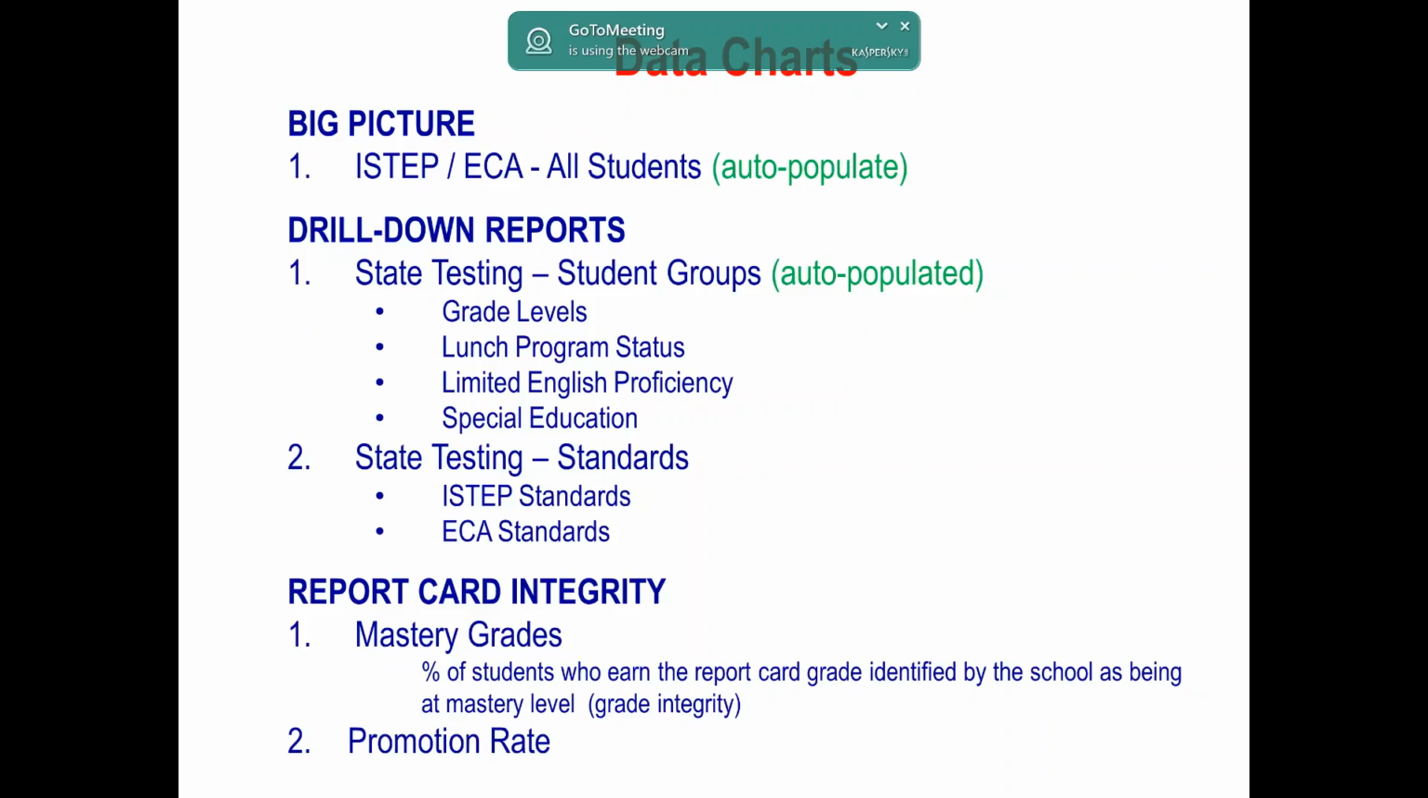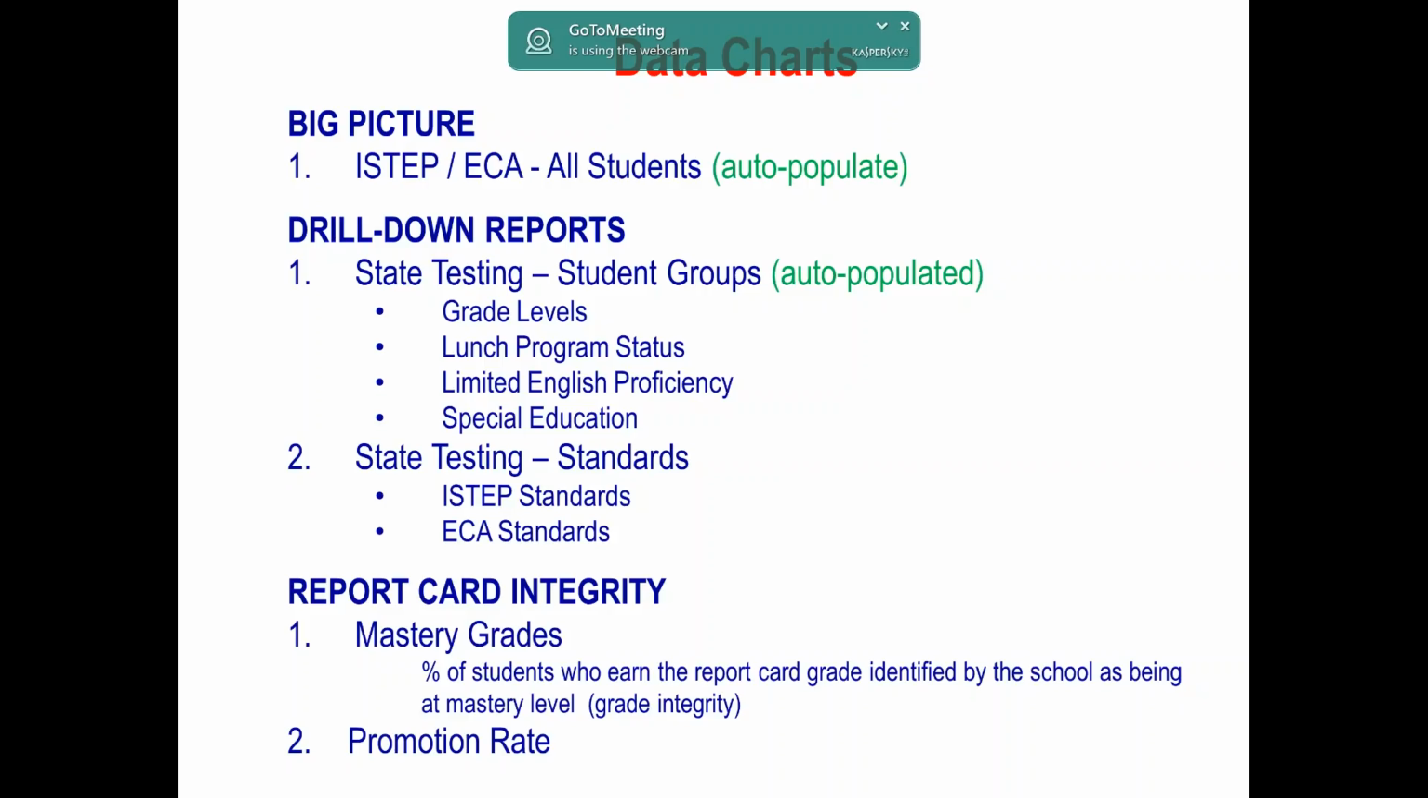So that's the grade that, from your perception, if a student's earned that grade on the report card, then you would pretty much expect that they would pass I-STEP or they would pass the end of course assessment. So for some schools, they feel like their mastery grade is a C. If a student gets a C on the report card, they're doing okay and they should probably pass I-STEP and ECA. For some schools it's a B. They're really saying if you want to be passing I-STEP and ECA, you better be getting B's on your report cards. For some schools it's an A.